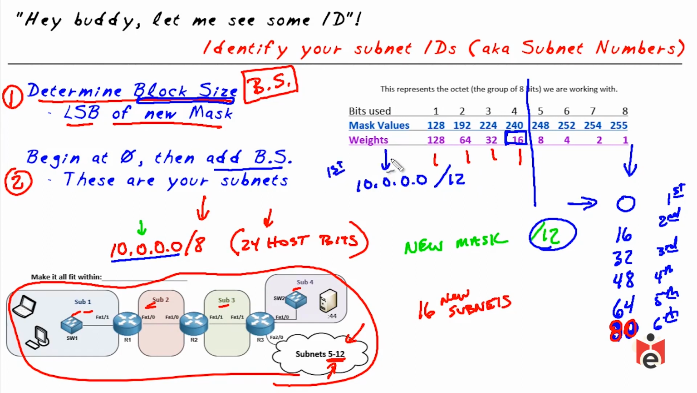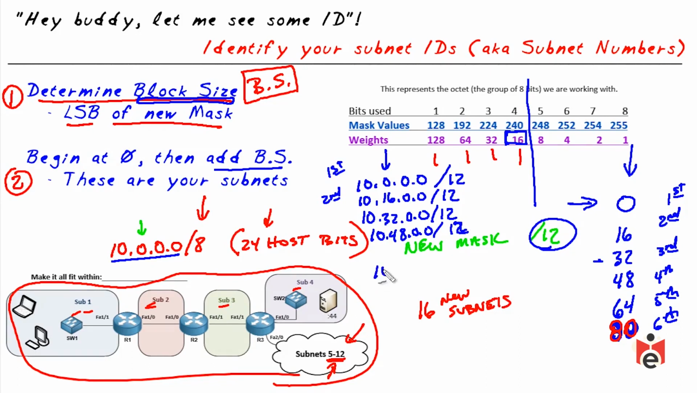That is our first network. And that means that in this second octet right here, we haven't added a block size to it. That's our starting point. So subnet 0 looks like the original network with the new mask. For the next subnet, we're going to add that 16. So it's going to be 10.16.0.0/12, and that's our second network. And then 10.32.0.0/12. And that's our third network. And then 10.48.0.0/12. And it's important to put the mask on there so that you can communicate exactly how many bits are being used for the network.